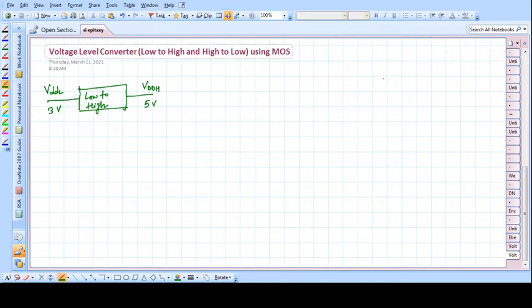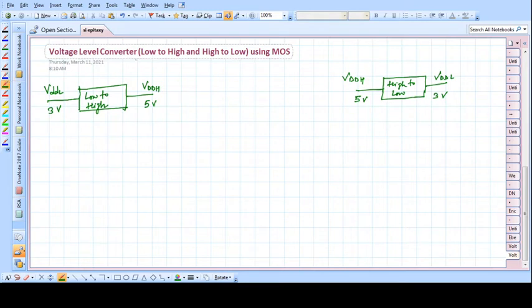And for high to low, we have to give the high voltage and we will get the low voltage. So this one is 5 volt and we need 3 volt, so this is the other circuit. This high to low and low to high voltage converter can be made by using MOSFETs. So we will start with the low to high.